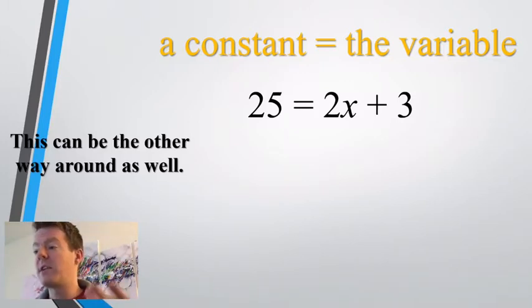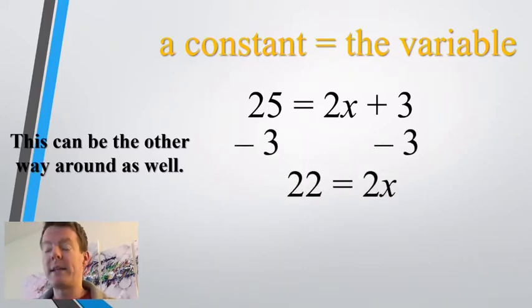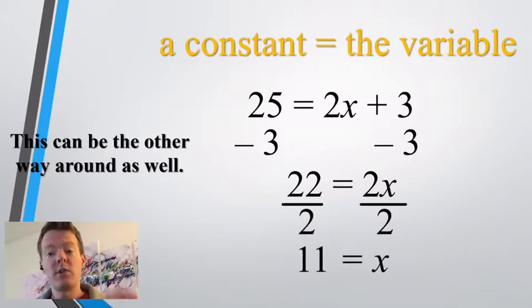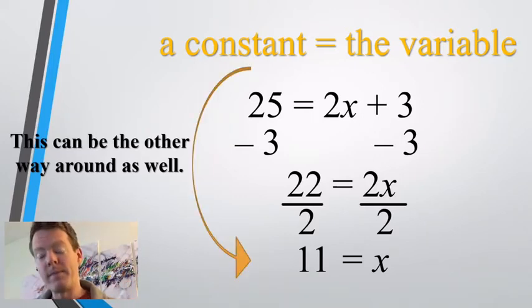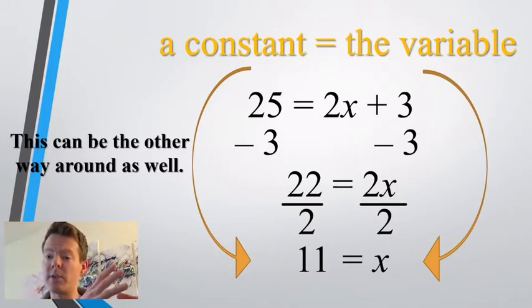So for this, if I took away that 3 constant, I would get 22 is 2x, and then divided by 2, I would get that 11 is worth x. So again, I have the x on the right, and that's fine. My goal was to get a constant number equivalent to my variable, and I've done that. I did that by moving all of the numbers to the side away from the variables.